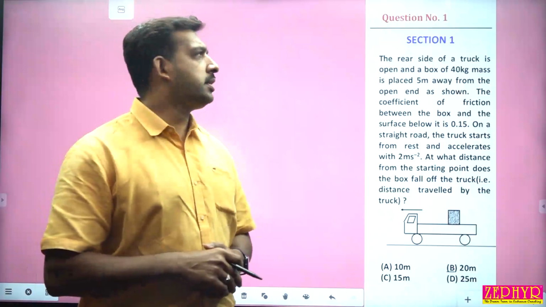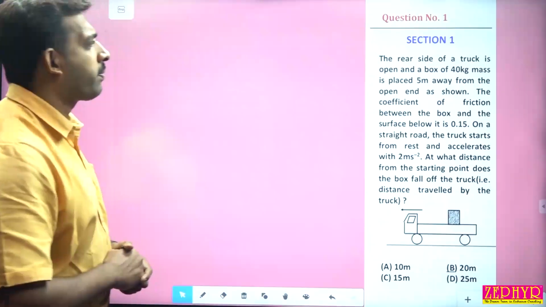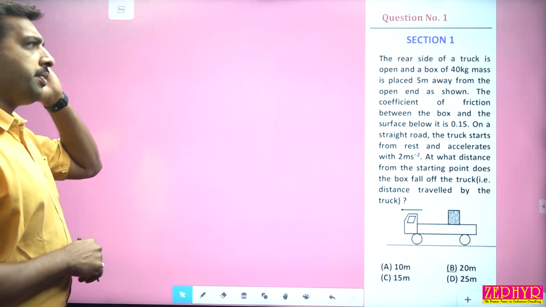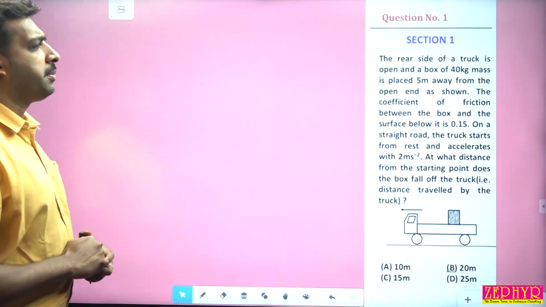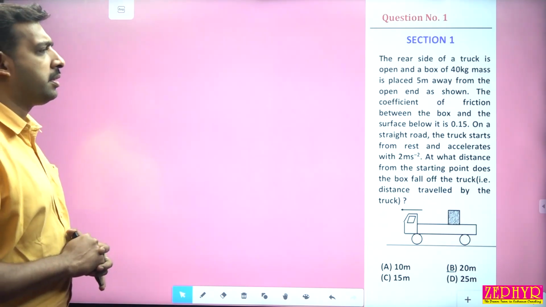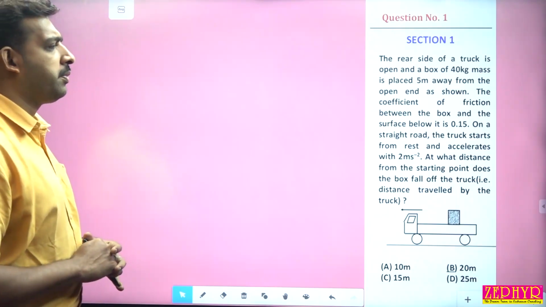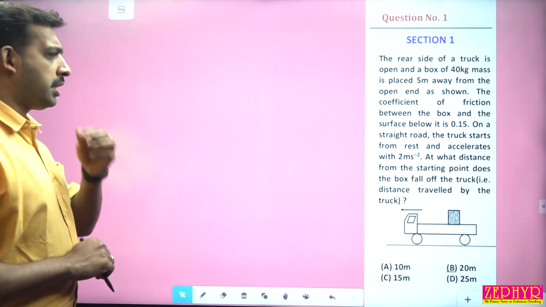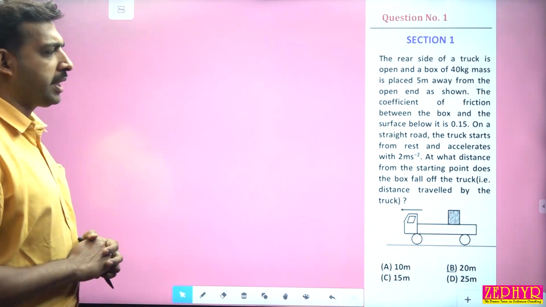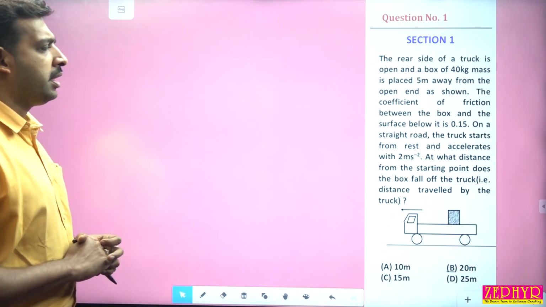In the JEE question discussion, we'll see the first question. The rear side of a truck is open and a box of 40 kg is placed 5 meters away from the open end as shown. The coefficient of friction between the box and the surface below it is 0.15. On a straight road, the truck starts from rest and accelerates at 2 meters per second square. At what distance from the starting point does the box fall off the truck?